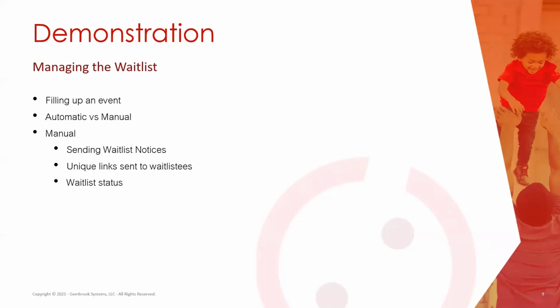registration for that event. They'll actually get a special email with a special link, and I'll show you what that email looks like in just a second. So we'll talk about how to manage a wait list, and we'll also talk about the difference between an automatic and a manual wait list. So let me go ahead and swap back over to a different event that I had set up just for dealing with our wait list.